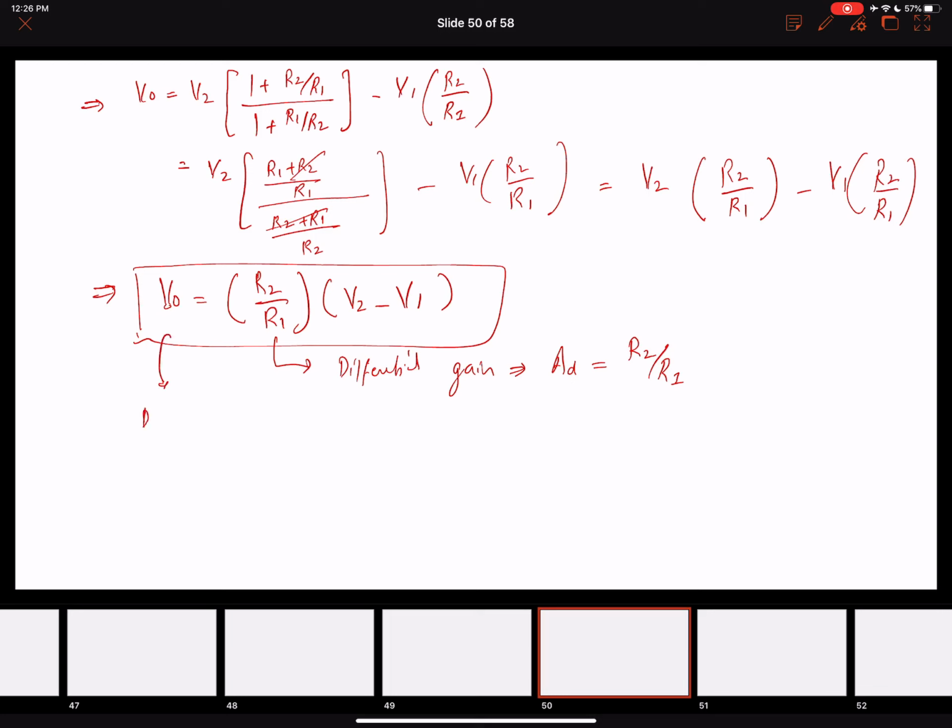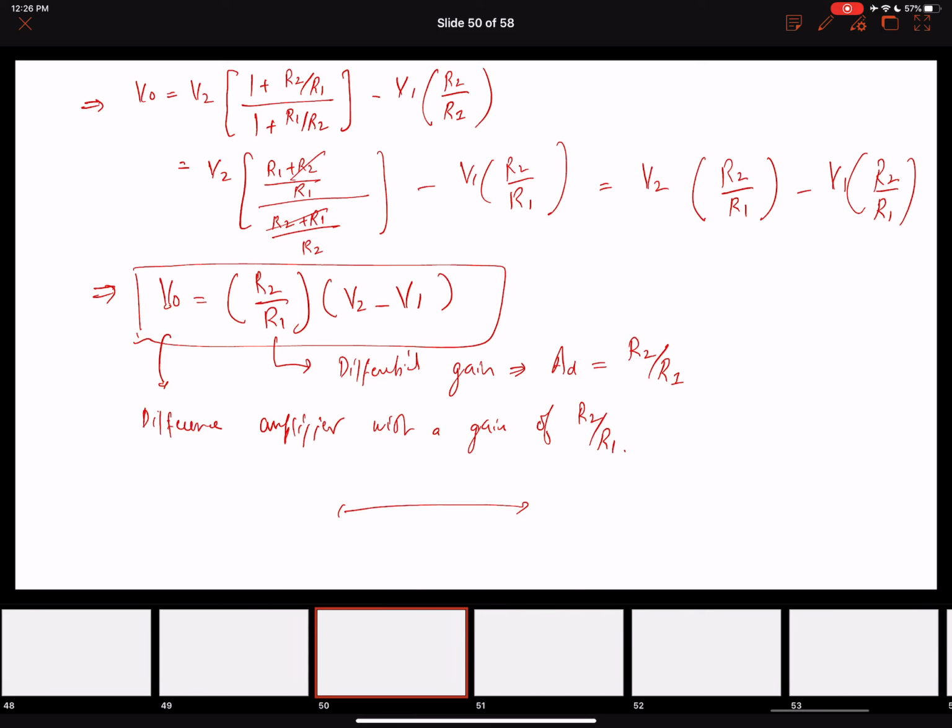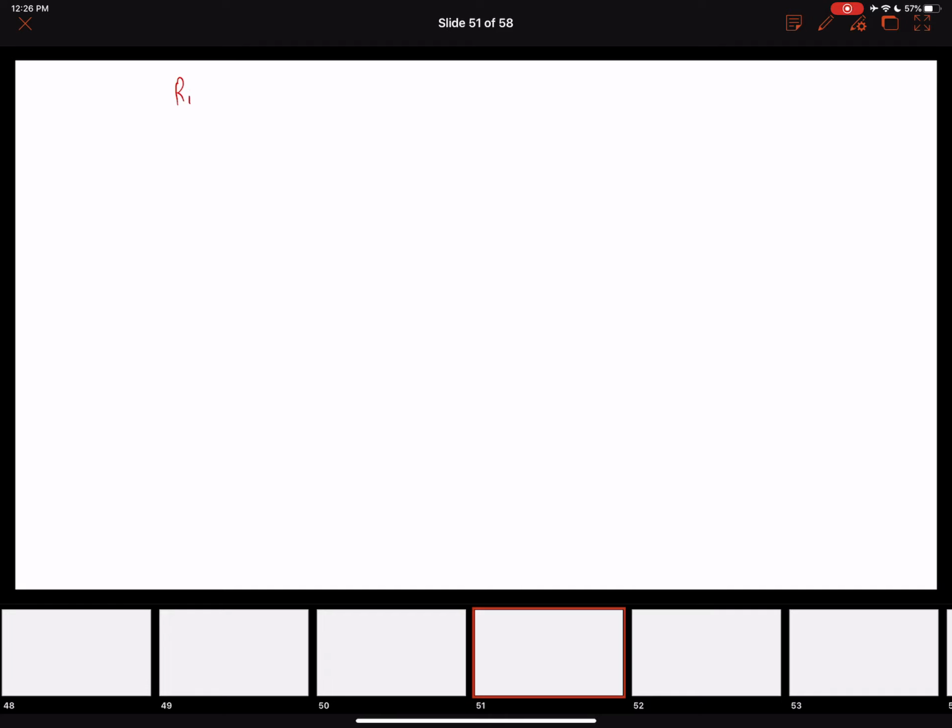Right, so this is the difference amplifier with a gain of R2 over R1. All right, there's one more concept that we want to discuss here in this difference amplifier topic, and that is input resistance of differential amplifier.